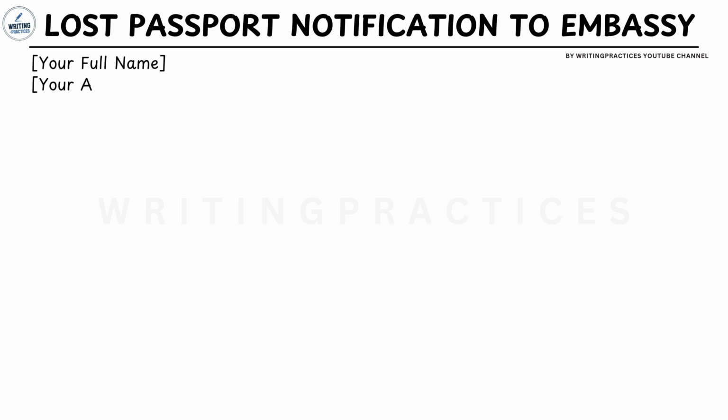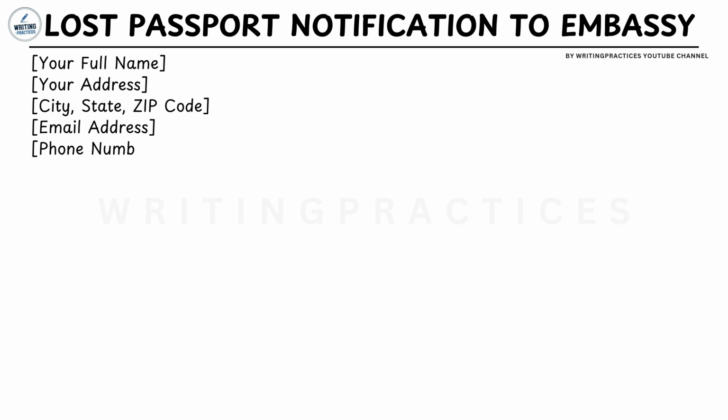Every formal letter begins with your personal details at the top. This includes your full name, address, city, state, zip code, email address, and phone number. For instance, John Doe, 123 Pine Avenue, New York, New York, 10001, johndoe@email.com, 555-123-4567. This information serves as a reference for the embassy to contact you. Accuracy is essential, especially in cases involving lost passports where timely communication is critical.